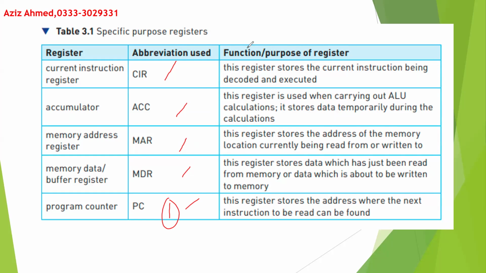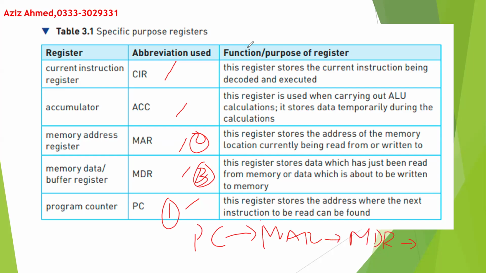As I told you, first PC is read, and the content is stored in MAR. Second step is MAR. From MAR, it goes to MDR, which is third. From MDR it goes to CIR, and from CIR it goes to the accumulator. This is the sequence of how registers are being used.